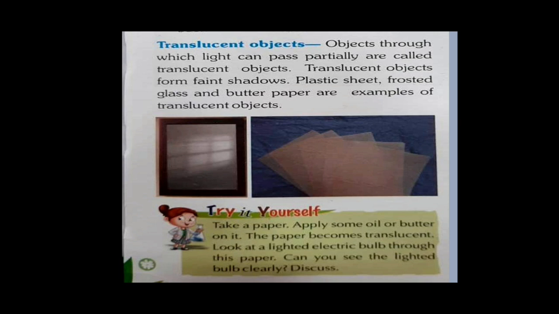Then there's an activity given. Try it yourself. Take a paper, apply some oil or butter on it, then the paper will become translucent. Try to see a glowing bulb through that paper. You will find that you will see a blurry image. That image will not be clear.